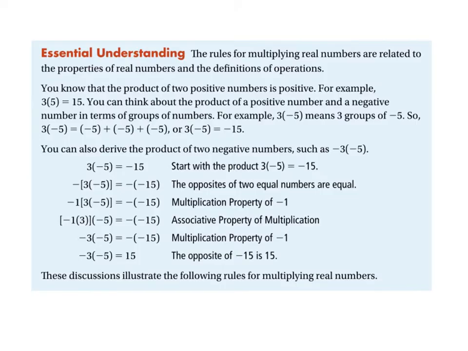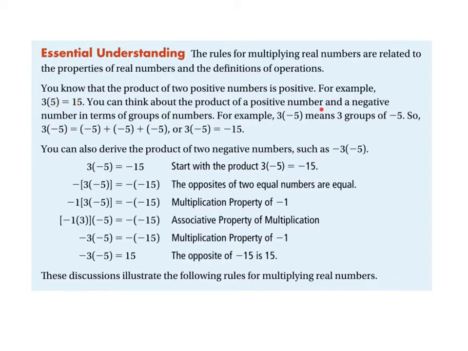This refers to some properties of real numbers that we're going to learn next class. We haven't covered them yet, but you know that the product of two positive numbers is positive. Positive times positive is positive. If you don't know that, we will review it next class, but that's just the fact. You can say 3 groups of 5 is 15.